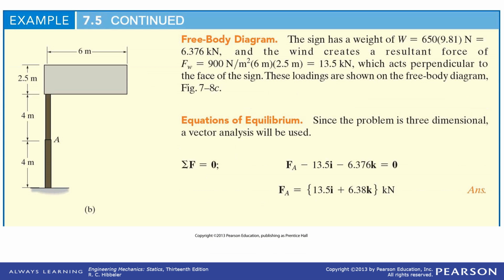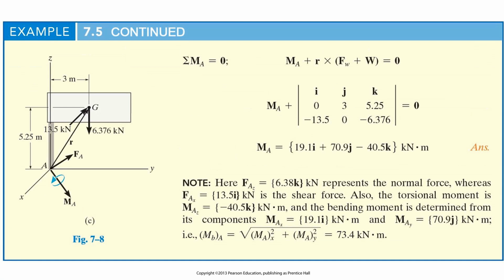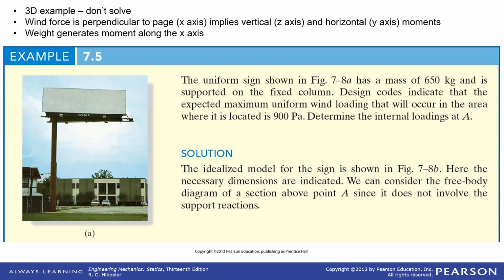Okay, here is the sign. Let's see. I wanted to get to the axes. I wanted to show the axes on this. So Z is vertical, X is coming out of the page, Y is to the right. So you're going to have a force coming in and out of the page, the wind force, maximum wind loading, 900 pascals across this area.